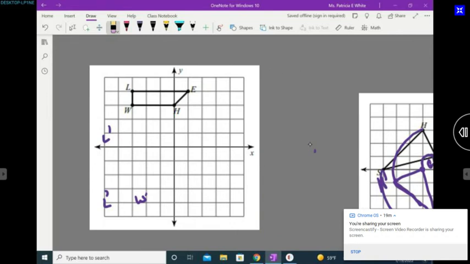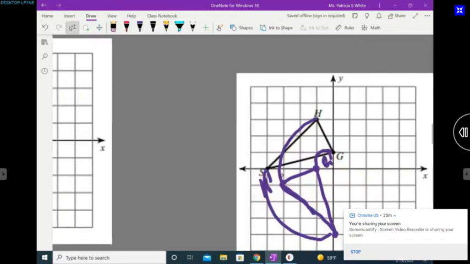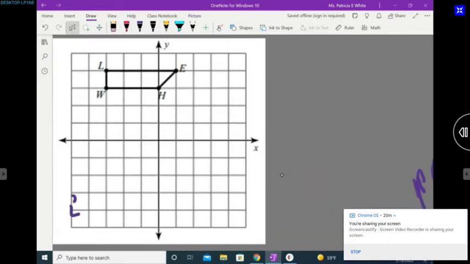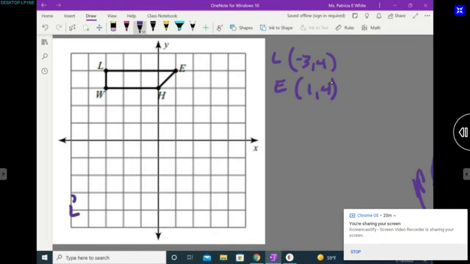All right, let's look at our first graph here. First thing I need to know is what are my coordinates. So what is L? L is negative 2. Okay. What is E? Negative 1, positive 4. What is H? Not 3, 0, but 0, 3. And W.